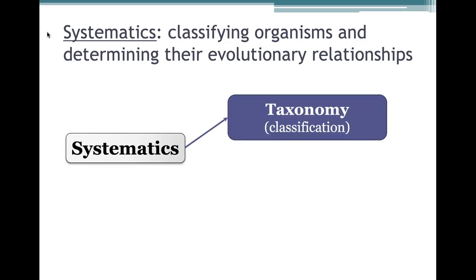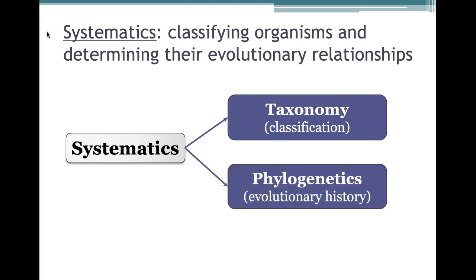The first part is taxonomy, which is how organisms are classified, and there's a system of classification. And the second part is phylogenetics, which is the actual evolutionary history. So tying those two things together is called systematics, which is a part of phylogeny.